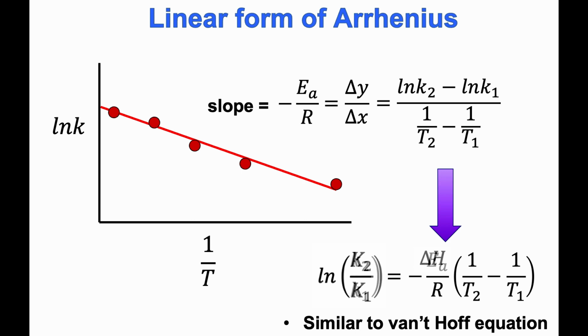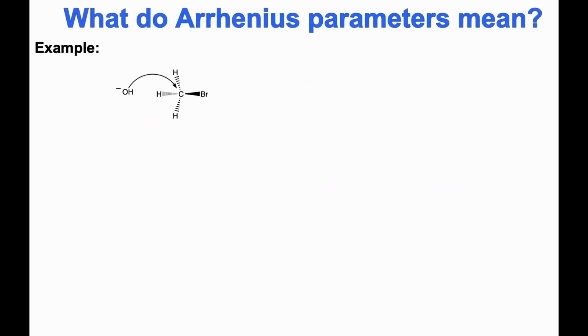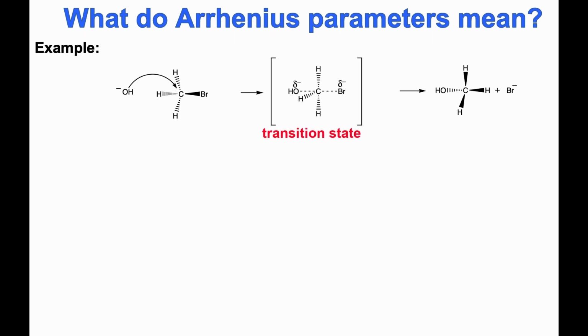The Arrhenius equation gives us a way to characterize the rates of chemical reactions. So if we look at an example of a hydroxide ion reacting with methyl bromide to form methanol and a bromide ion, in this particular reaction, the hydroxide ion approaches that carbon center and at some point will start to form a bond with that carbon, while at the same time the leaving group, which is the bromide, will start to dissociate, giving rise to a high energy state, which we call the transition state, where we have partial bond formation between the hydroxide and the bromide to that carbon center.